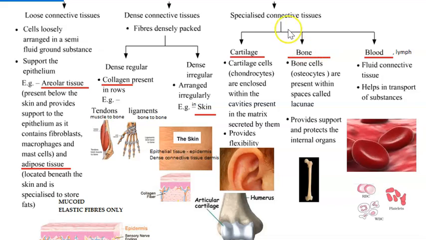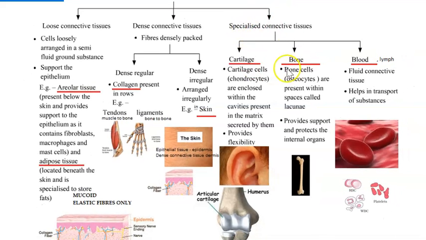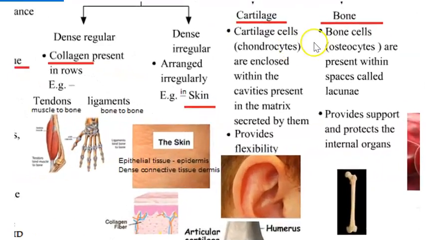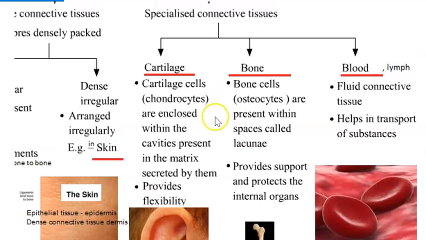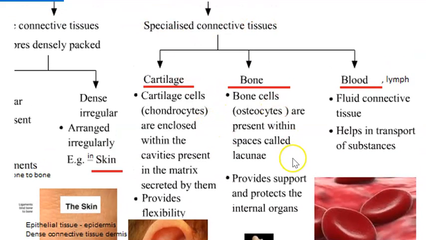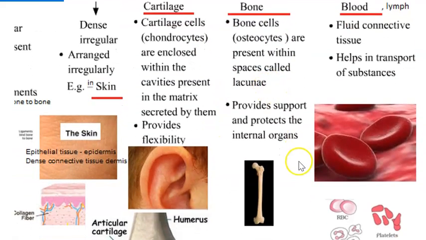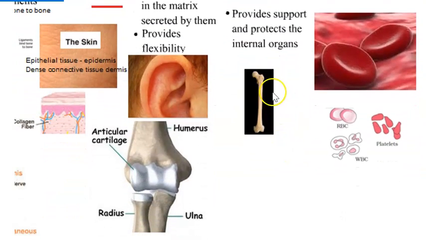Then coming to specialized connective tissue, guys, you have cartilage, bone and blood and also lymph. Please zoom here. Cartilage, bone, blood, lymph, all these are specialized connective tissue. You will have to remember this. It's kind of difficult to understand this concept. This is where you have cartilage, and then you have articular cartilage. Bone you have here, it is also a specialized connective tissue, and blood is also a connective tissue.